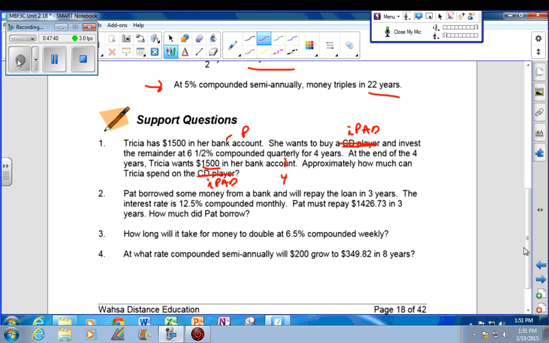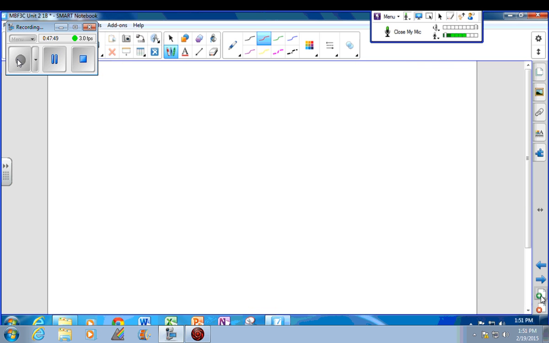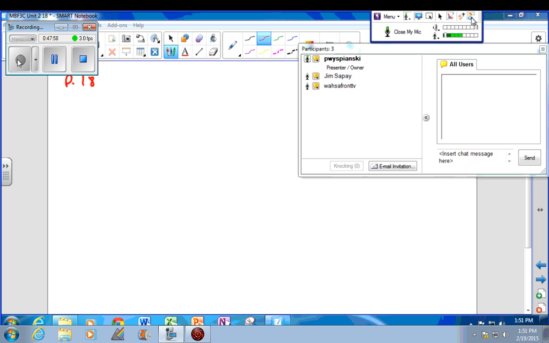Okay. So let's try and understand the question. I'm going to make a new page here. You can look at this question on page 18. This is page 18 of Unit 2, support question 1.